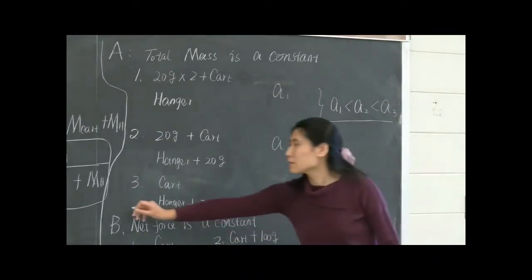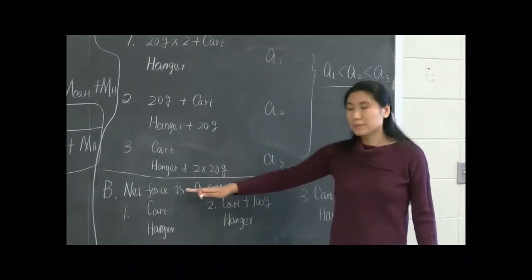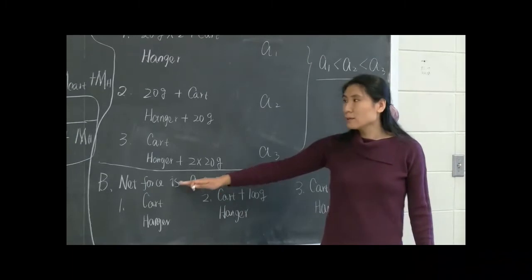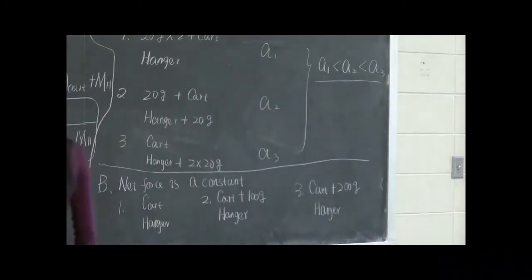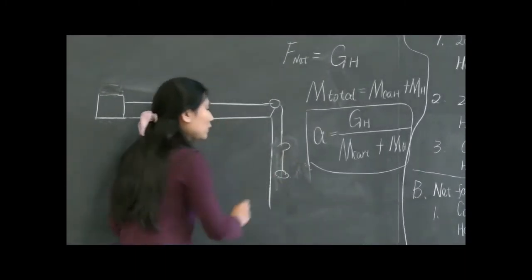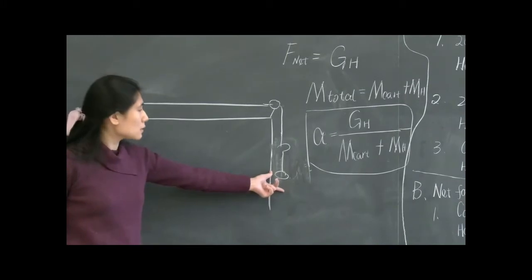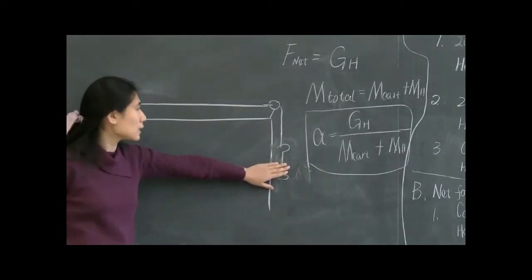Our second measurement is similar, but this time we are trying to keep the net force as a constant, but we try to change the total mass of the system. So what we will do is, this time we keep this hanger 50 gram as a constant, which is the net force for the system. So we don't change the hanger side at all.